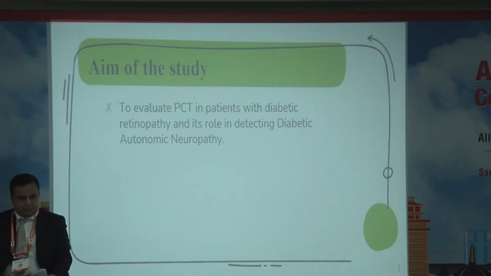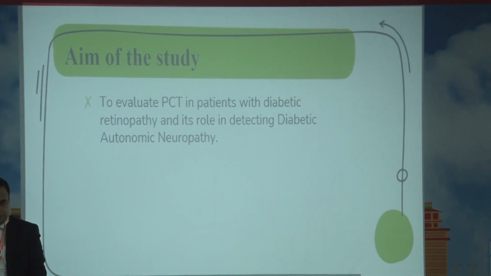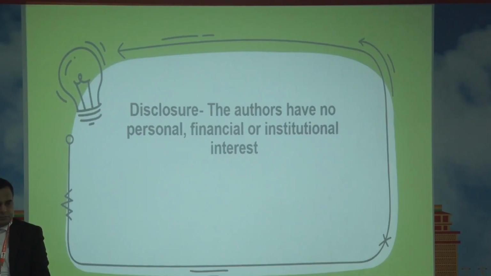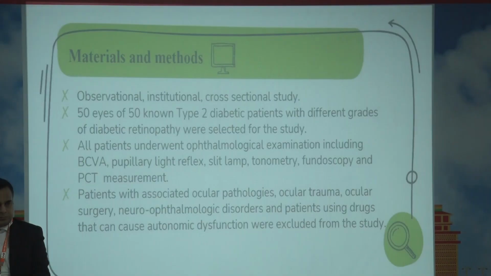The aim of the study is to evaluate PCT in patients with diabetic retinopathy and its role in detecting diabetic autonomic neuropathy. The authors have no personal, financial, or institutional interest. It's an observational institutional cross-sectional study. 50 eyes of 50 known type 2 diabetic patients with different grades of diabetic retinopathy were selected for the study.